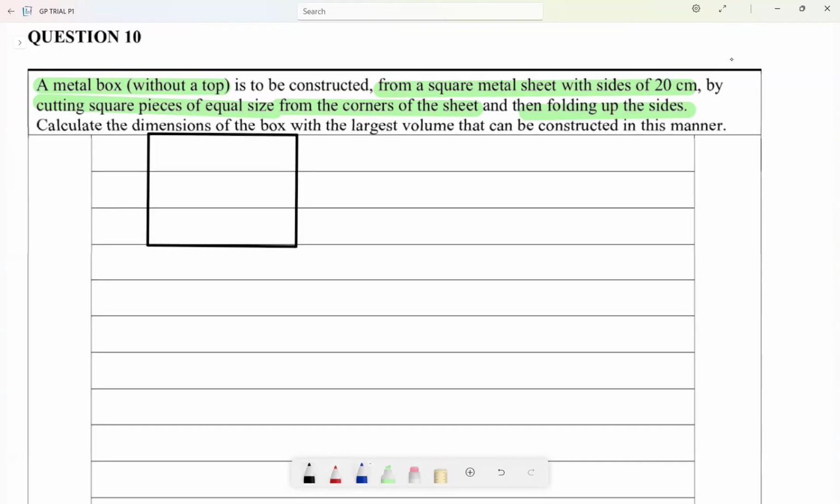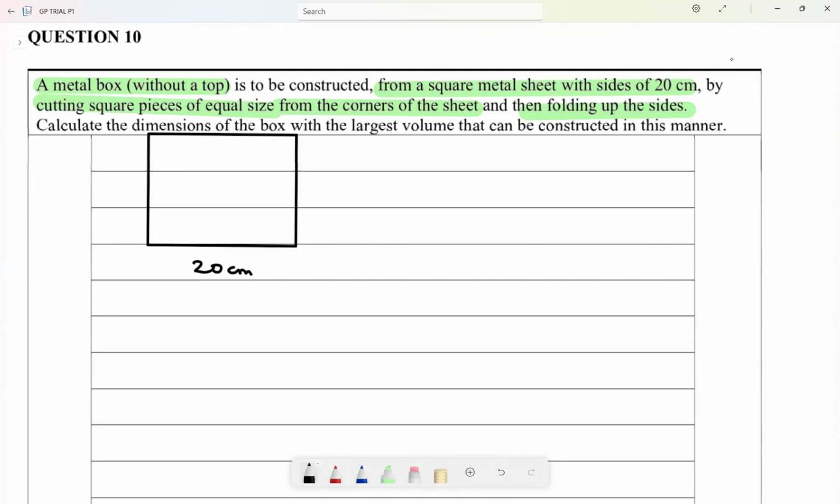Much better. But now they are telling us that the square metal sheet has dimensions of 20 centimeters. And remember, the lengths are equal, like for a square. But now we are told that it is being cut. They cut this square metal sheet that we have here at the corners, and they cut it into square pieces of equal size.